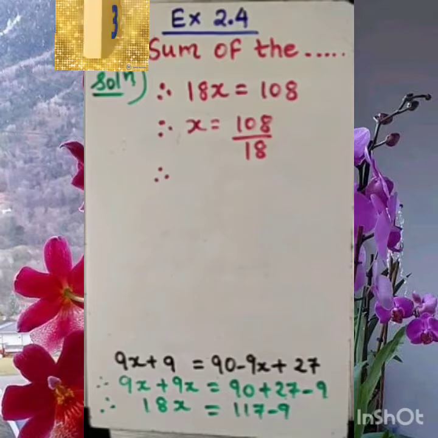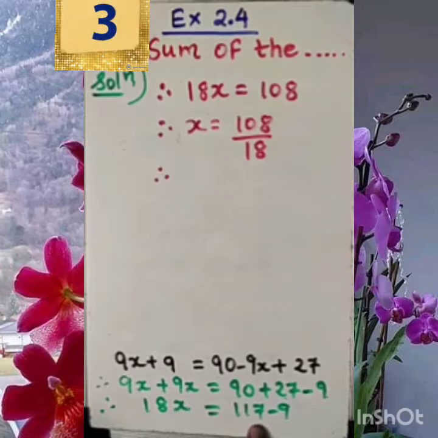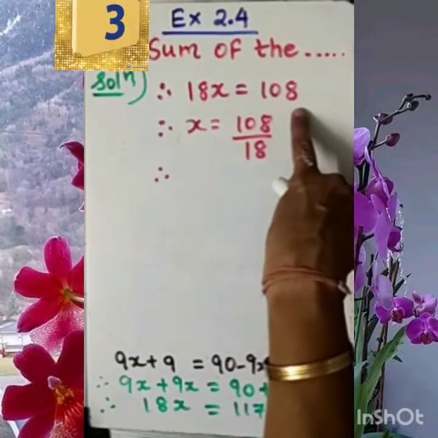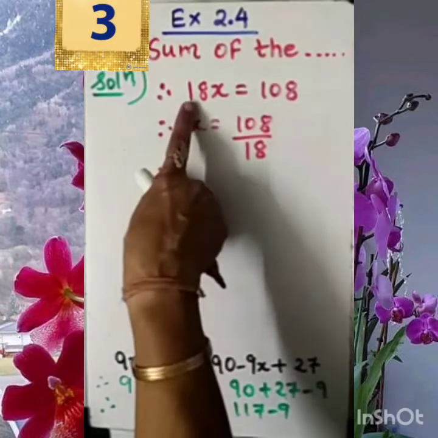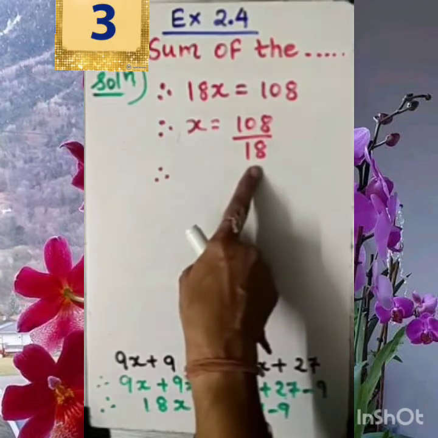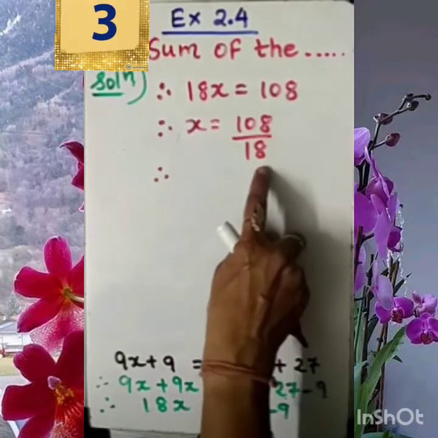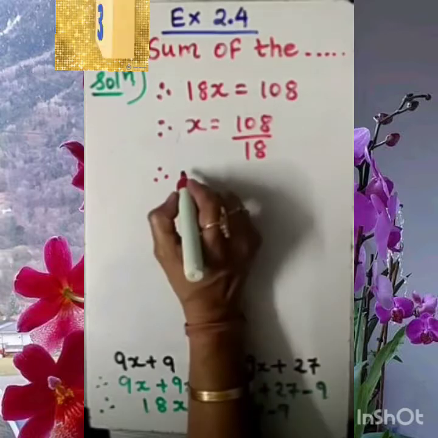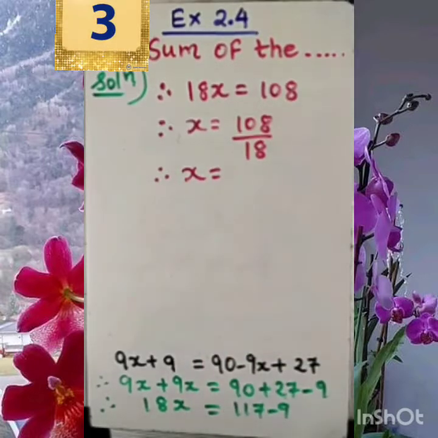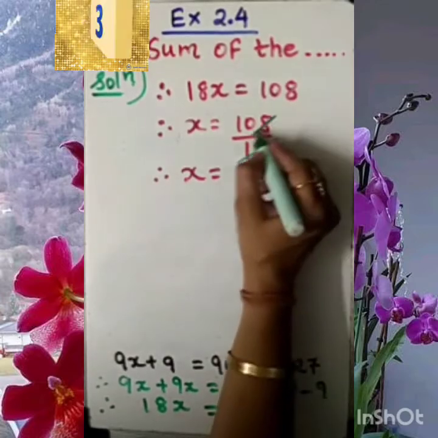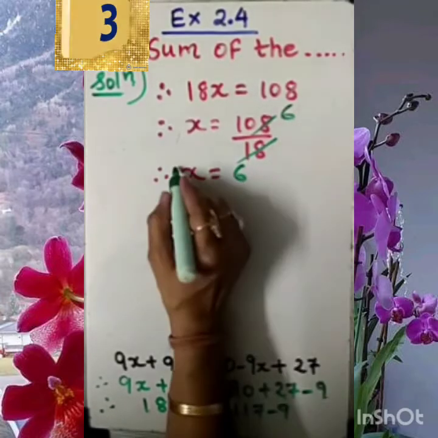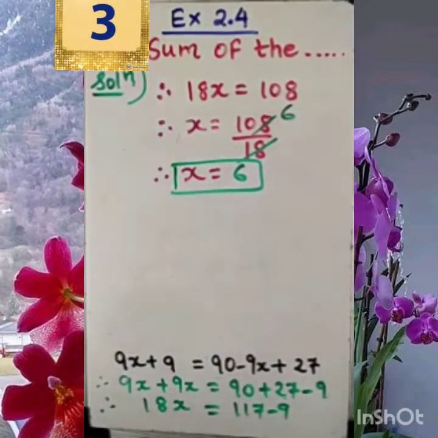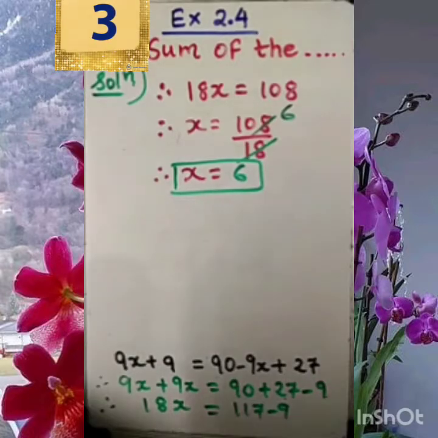So the next step: 18x equals 108, and this 18 will come as a divisor. So 108 divided by 18 gives 6, because we know 18 sixes are 108. So the value of x is 6. This is the value of x we got.